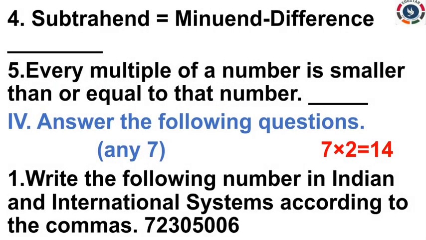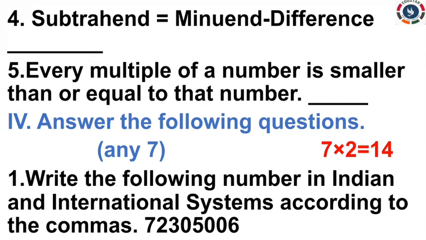The next one, fourth one, subtrahend equal to minuend minus difference. Subtrahend means that is the smaller value. Minuend means that is the greater value. Then difference: on subtracting from the greater value, we are getting the result. I mean the difference. You subtract that, you will get the smallest value. So the given statement is true.